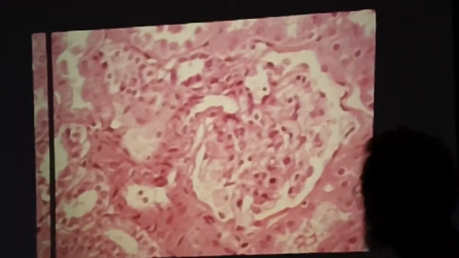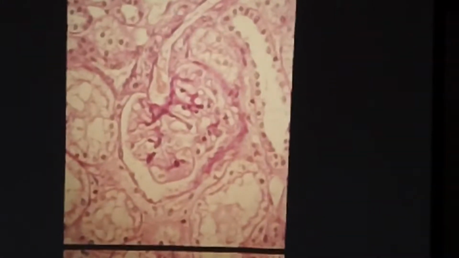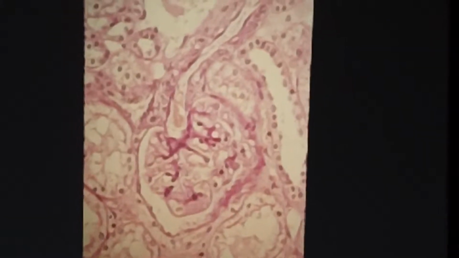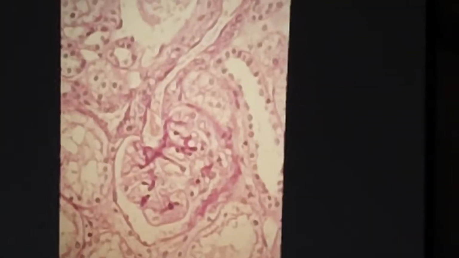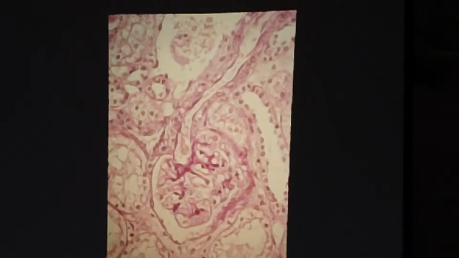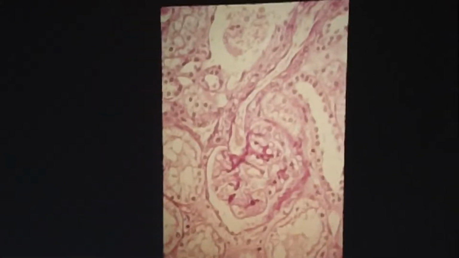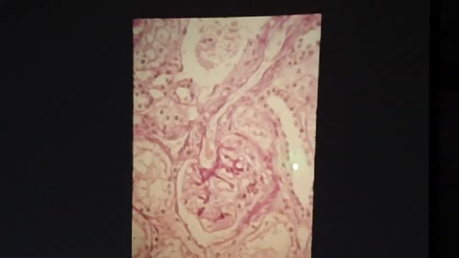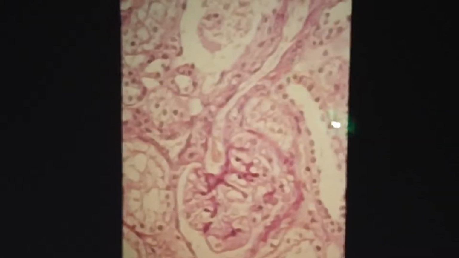Same song, second verse. Again, if you spend any time looking at your kidney slide in the cortex, you're going to see more and more of these juxtaglomerular apparatus. So here's afferent arteriole, and here's macula densa.